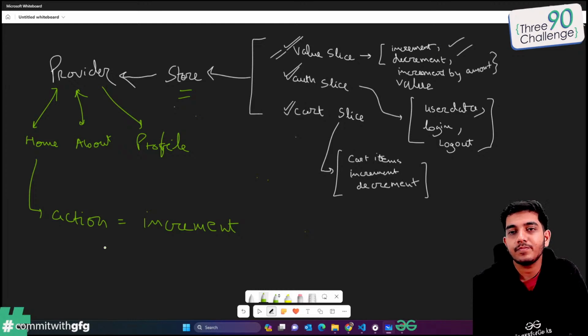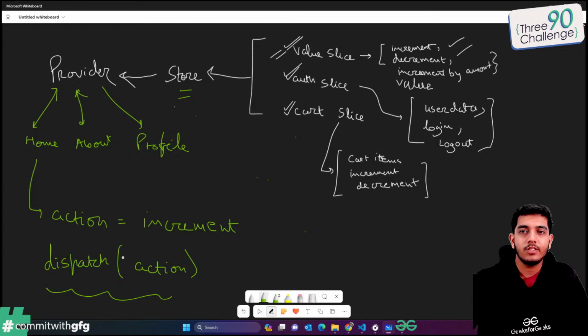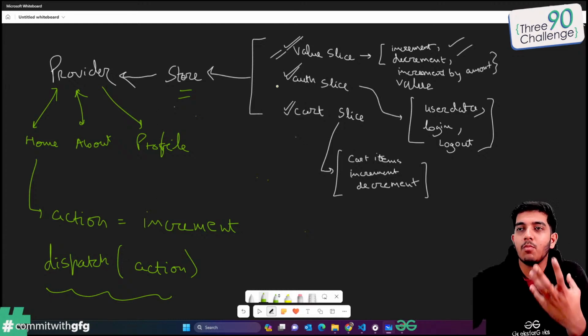Now along with the action we have dispatch also. To run this action we send it inside the dispatch method. So dispatch is a method to run the action. Whatever action we have, we provide it inside the dispatch method. That's it. So these are some terms which I told you, although in the next video we're going to use this practically in a better way.